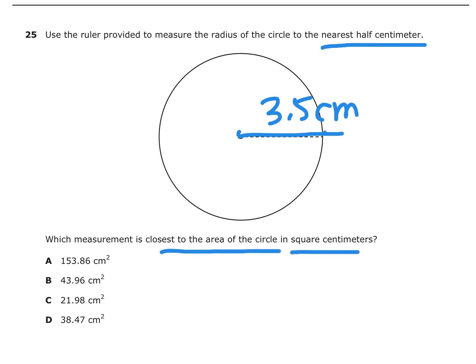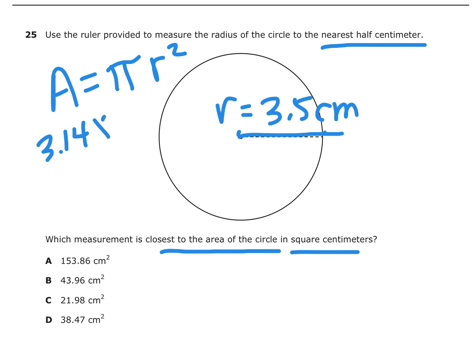In your formula chart, it says that area is equal to pi r squared, where pi is 3.14, and r is the radius, which is in this case 3.5. So we have to multiply 3.14 times 3.5, and since we're going to square, we've got to multiply 3.5 times 3.5. So I'm going to multiply first 3.5 times 3.5.